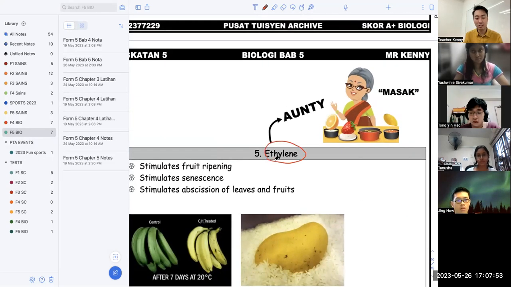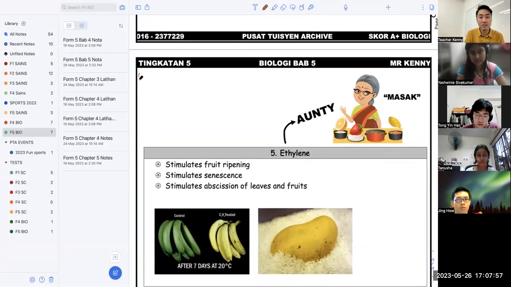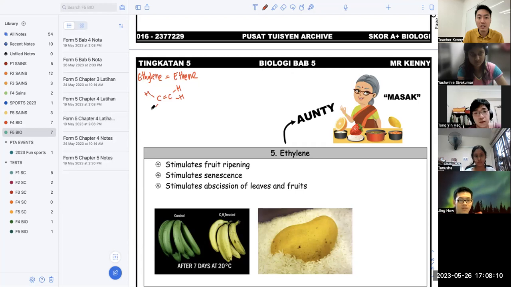What hormone is this? Ethylene. Ethylene is actually another name for ethene. Have you learned in chemistry what ethene is? Yeah, an alkene with a double bond, correct? Very simple only, you see.